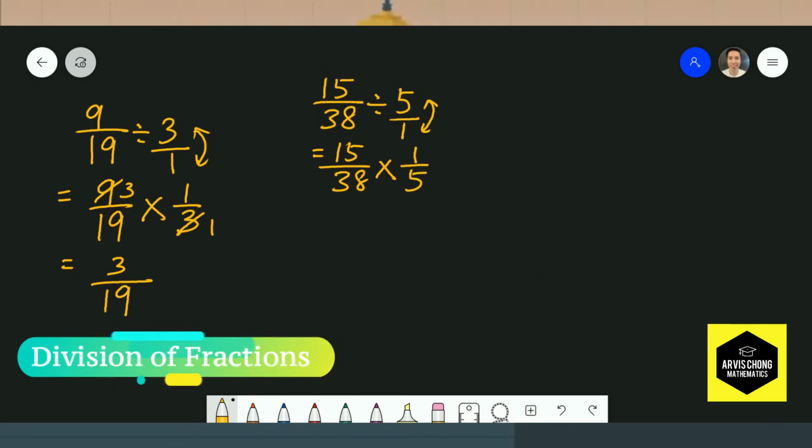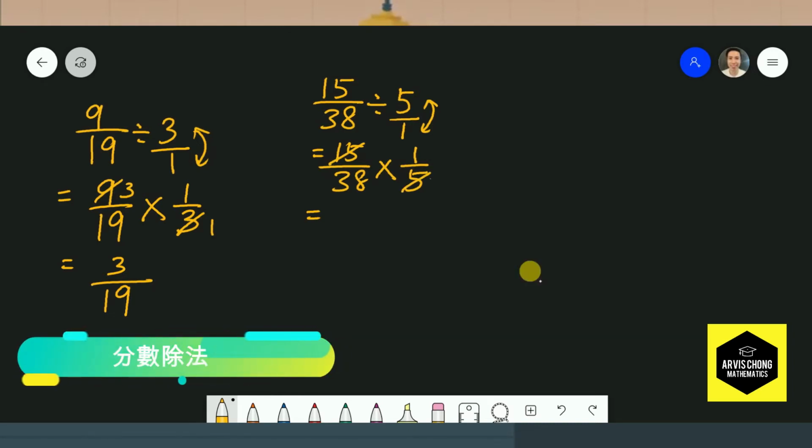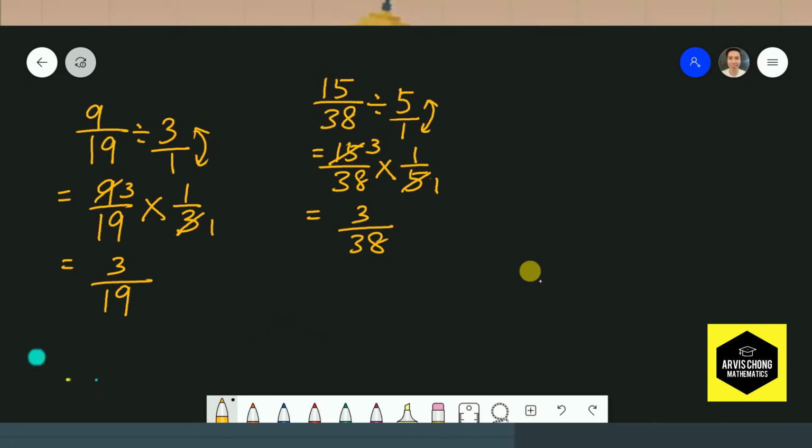And then this 5 and 15 we can simplify. We can divide both by 5, so here will become 1, here will become 3. And 3 times 1 is 3, 38 times 1 will be 38. Okay, so far so good?